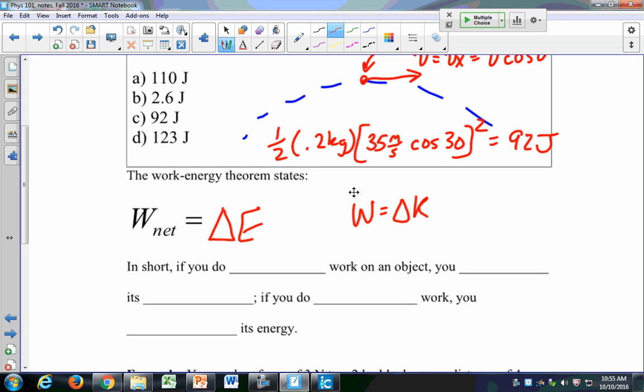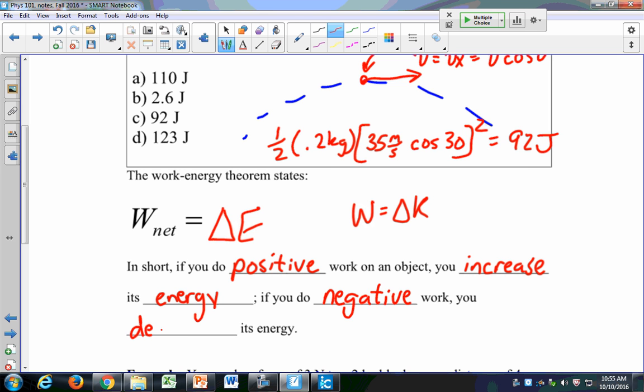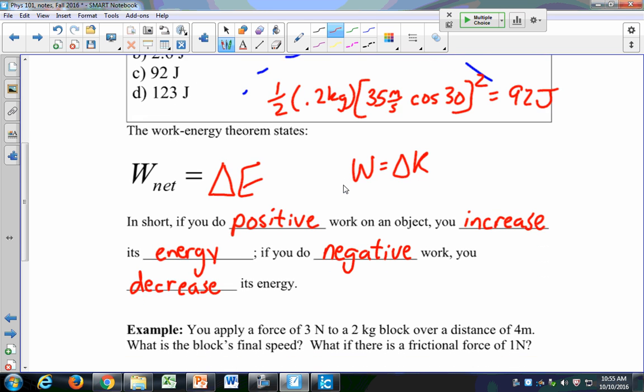So in short, if you do positive work on an object, then you increase its energy. And if you do negative work, then you decrease its energy. Hopefully that makes a little bit of sense, right?